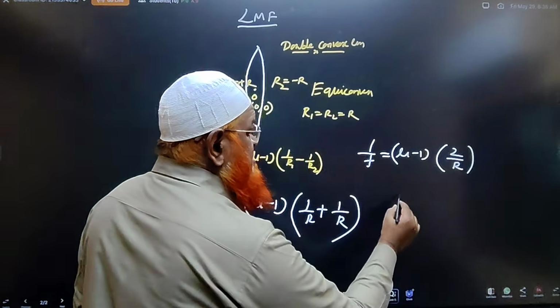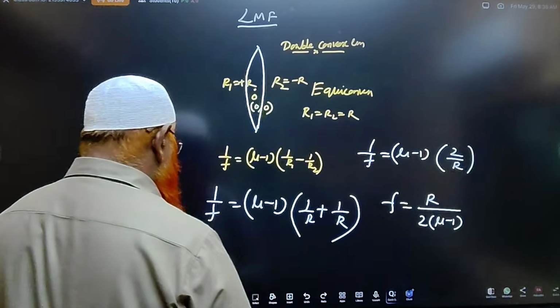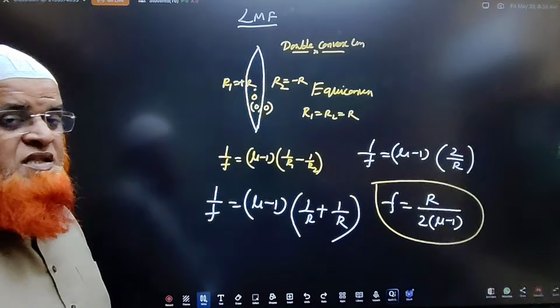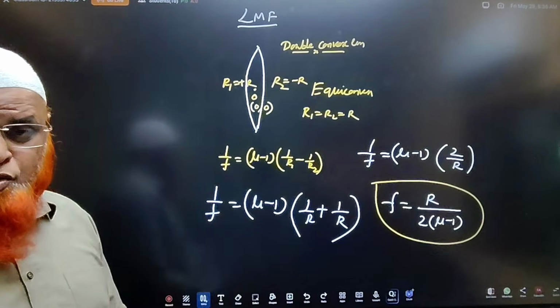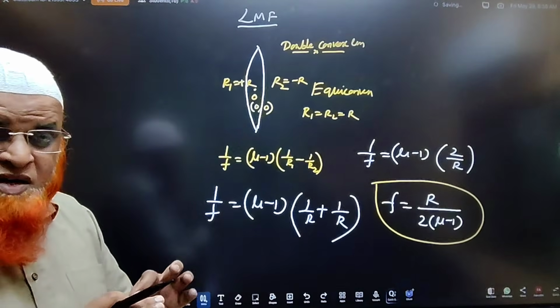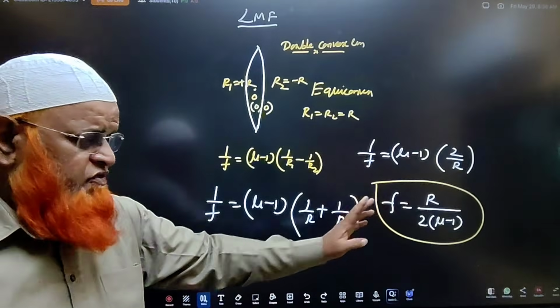So this is called the focal length of a convex lens, which is taken as r by 2 into mu minus 1. This is the formula for the focal length of an equiconvex lens. Both the curvatures are the same, the radius of curvature is also the same. This is called an equiconvex lens. And this is the formula for focal length.